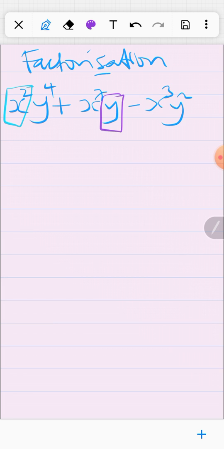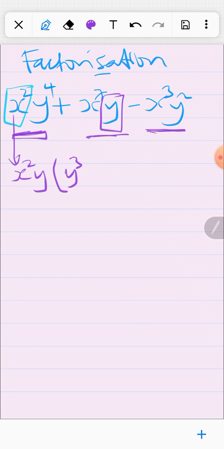So since those are the smallest powers and x and y are all common to each of the terms, there's x and y in that term, x and y in that term, x and y in that term, I'll take out those smallest powers. I'll take out x squared times y. If I take out x squared times y from this right here, I am left with just y to the third power. Because x squared is already taken out, and y to the power 4, if I took out y to the power 1 already, then I have y to the power 3 left.